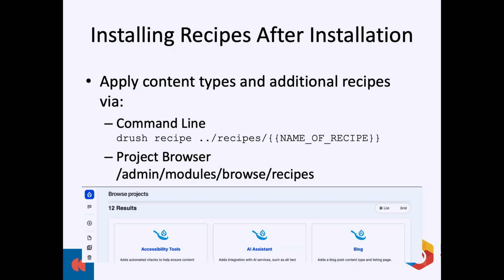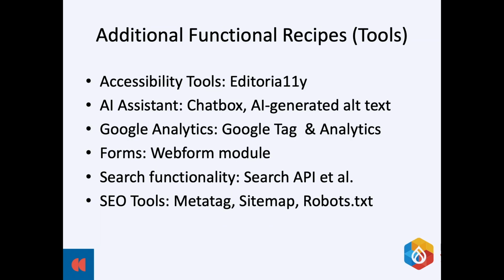And this next lot, what we're moving on to now, is I think the interesting ones. The additional functional recipes, the stuff that I call tools: accessibility tools, AI assistant, Google Analytics, forms, search functionality, and SEO tools. SEO tools and SEO basic are slightly different. You don't need one without the other, but the tools do the extra kind of stuff that not all websites need.